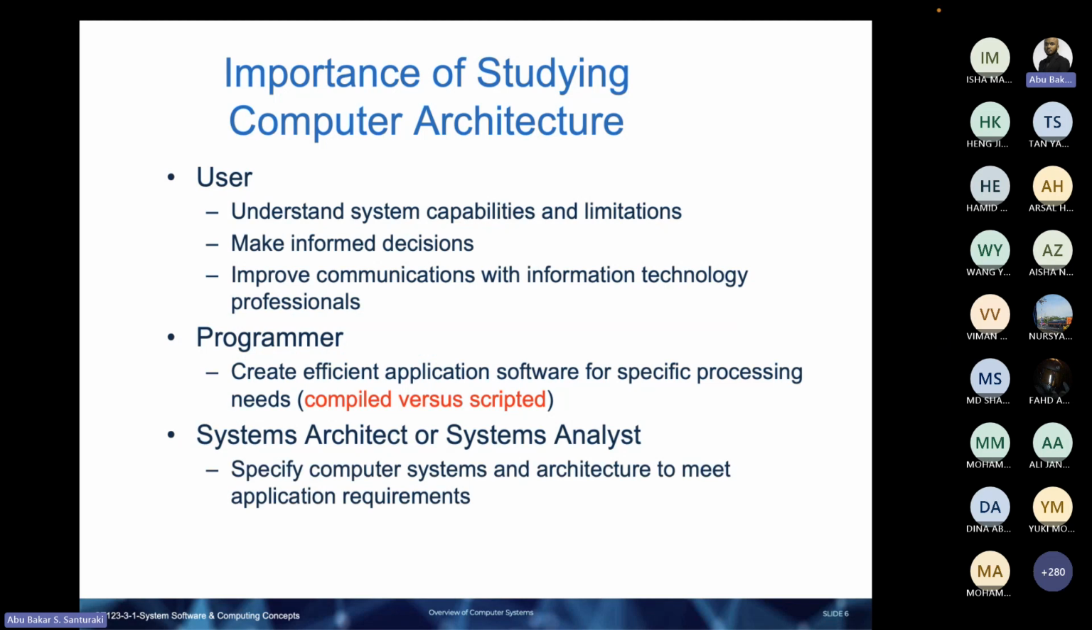Their main job is to understand architecture enough to be able to specify computer systems to meet the requirements of an organization. That means when they're purchasing, they are purchasing in bulk. They are not buying 1 or 2 computers. They're mainly concerned with several things: the cost of the device, the quality of the device, as well as the time to service.